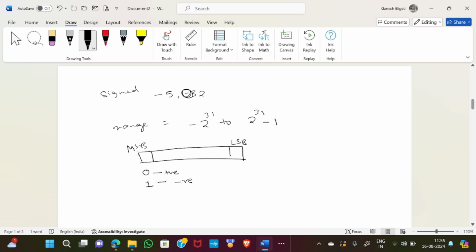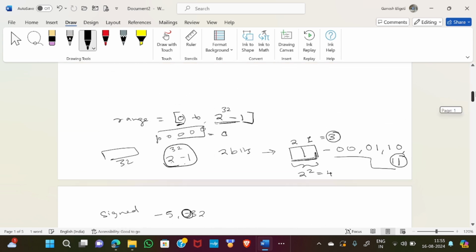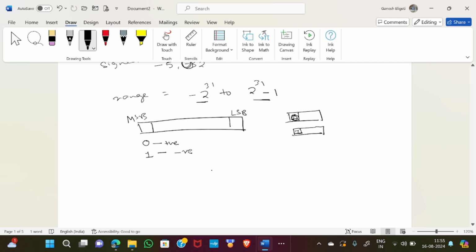So now let's take an example. If you want to represent something positive, you'll write 0 here. And if you want to represent something negative, you write 1 here. Now, why is the range 2 power 31 and here 2 power 31 minus 1? This happens because there are two ways to represent 0.